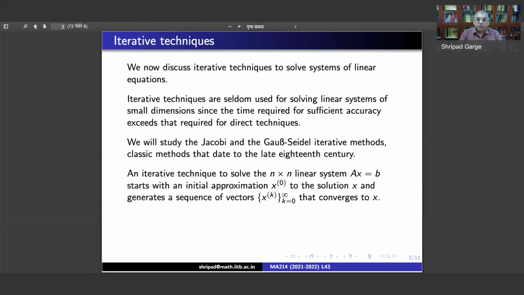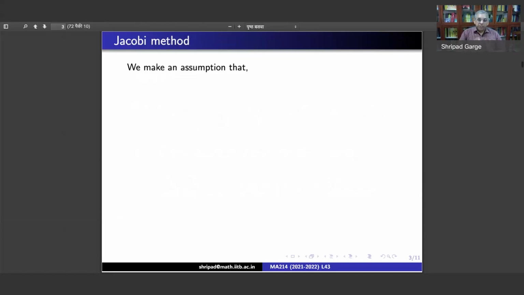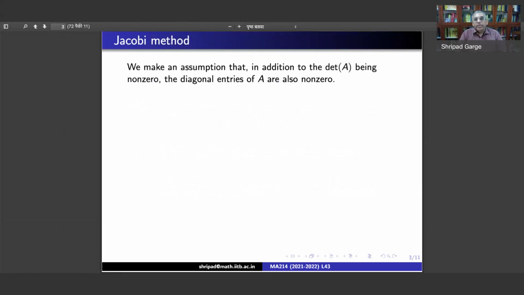Whether it is possible for all systems or only for some systems, we will see in this lecture. So let's look at the Jacobi method. We start with an assumption. Of course, we need the determinant of A to be non-zero because we want our matrix to be invertible, but we also need the diagonal entries of the matrix to be non-zero.